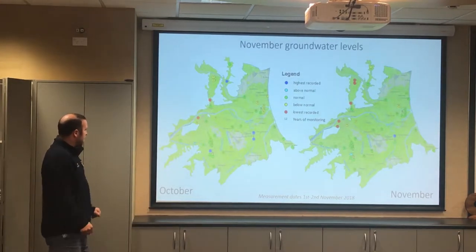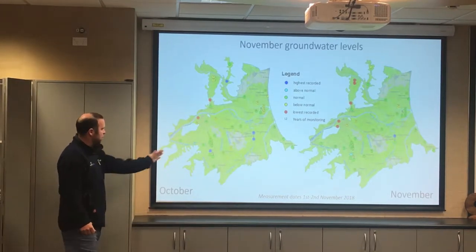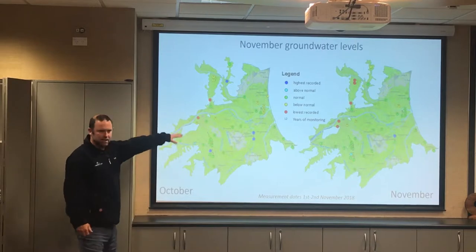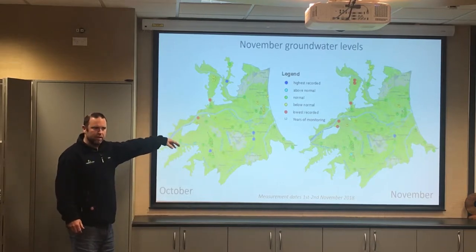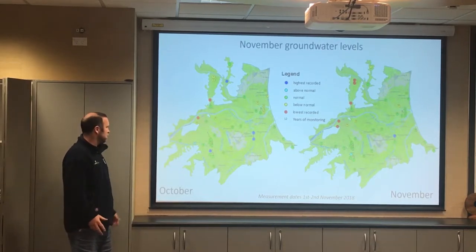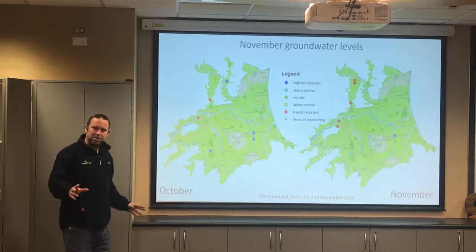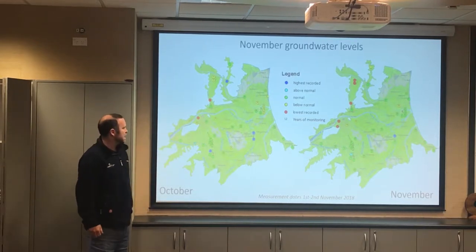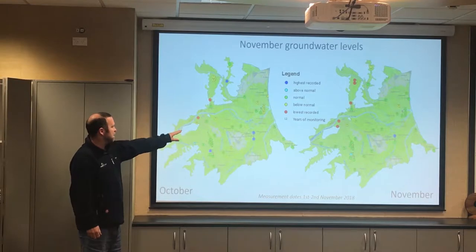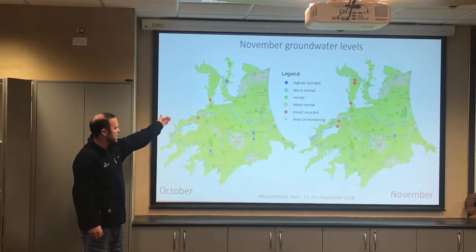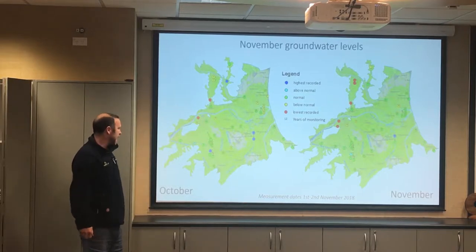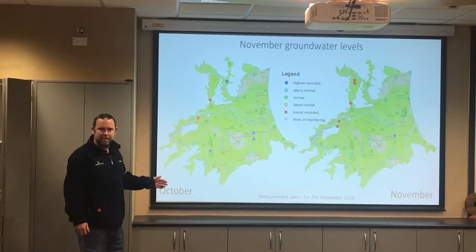Here we have the Hiratonga, October versus November, with different colours representing the different groundwater level conditions. I've tried to go with a traffic lights kind of system, with green being safe, kind of normal, red being the lowest ever, yellow being below normal, light blue above normal, and dark blue being the highest ever. Again, the other thing to keep in mind is the number of years that have been monitored.